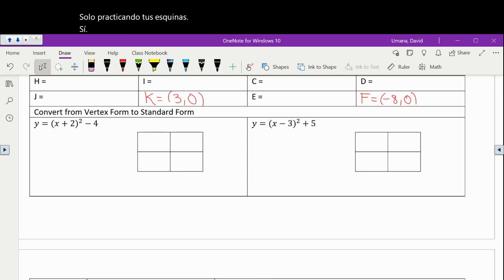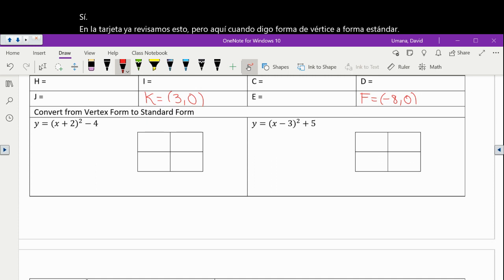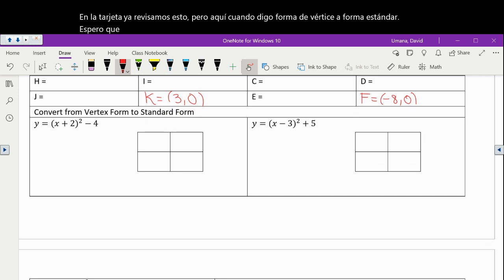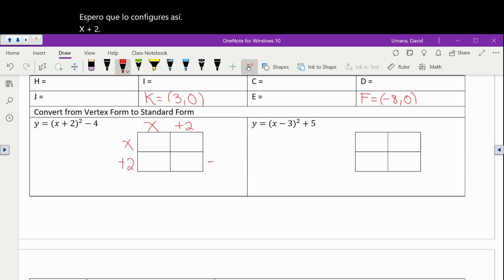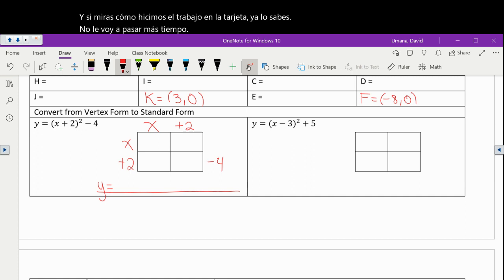Listen. Next part. On the card, we already reviewed this, but here, when I say vertex form to standard form, give your attention, please. I'm expecting you to set it up like this: (x + 2)(x + 2) - 4, and you'll have the answer down here. This is where the y equals is going to end up. So this sets up this. And if you look at how we did the work on the card, you pretty much already know that. I'm not spending any more time on this. I'm going to move on. So we're not really going to solve it right now. Put it on your paper if you need to, just for those who need it. Once you've copied this, because you'll finish it yourselves, turn the paper around.